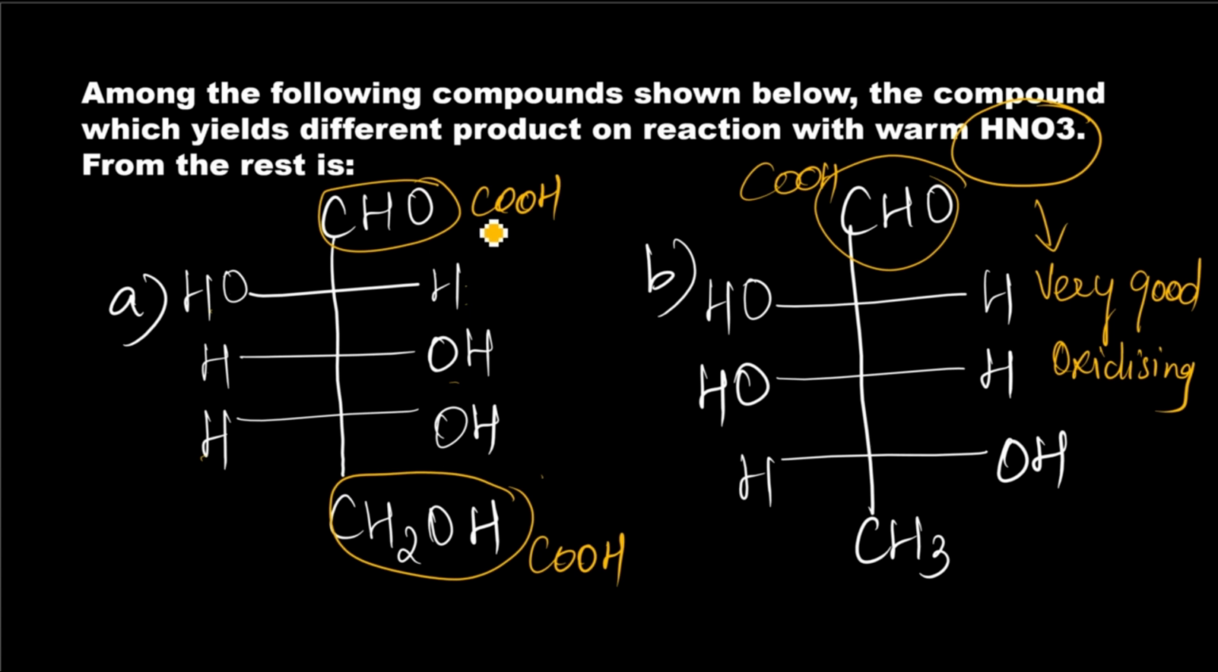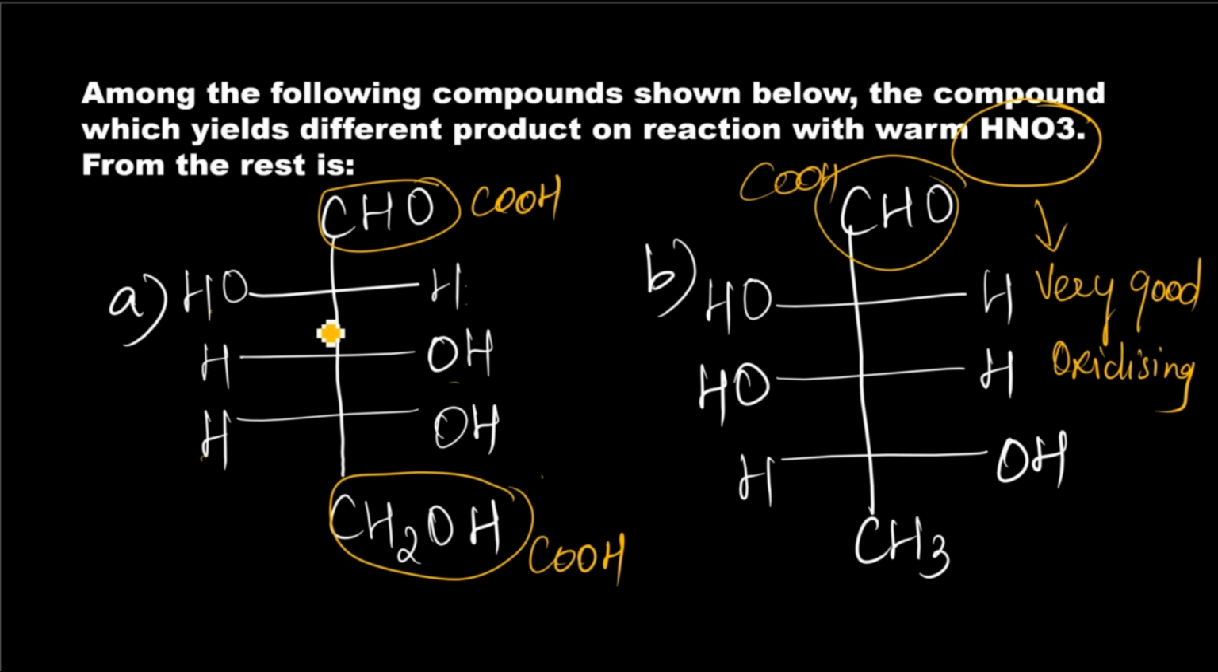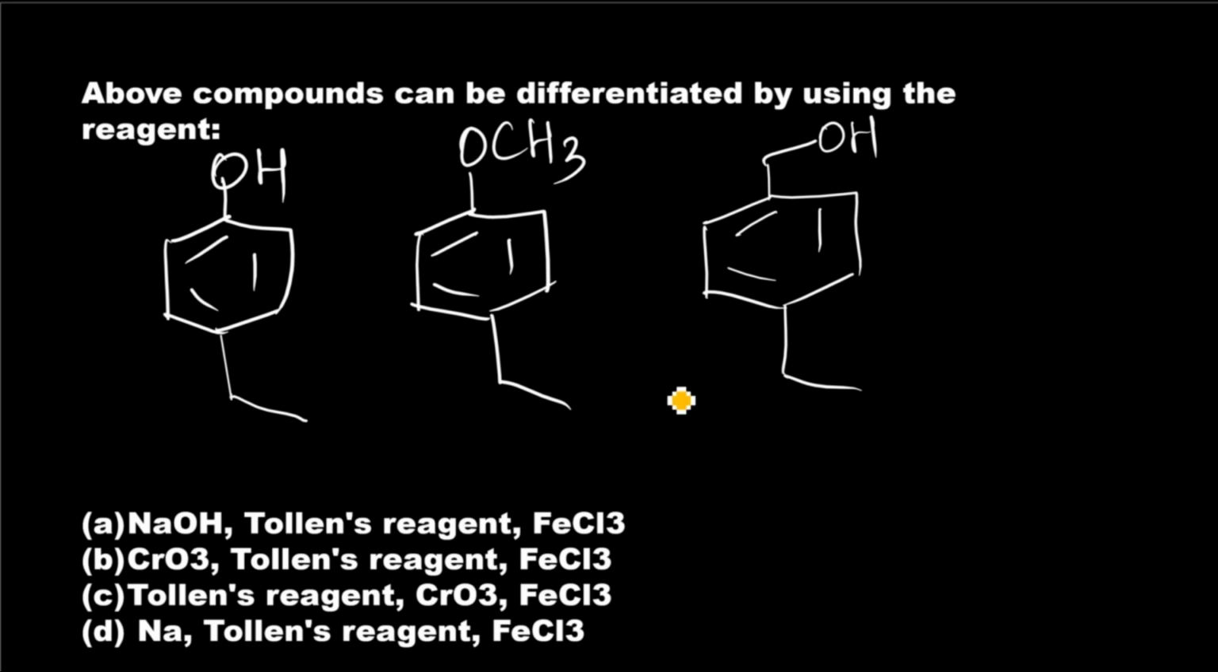As you can see, options A and C are pretty much the same product if you do the rotation. It may look different, but if you rotate, it will look the same. So only option B looks different. It will yield a different product on the reaction with warm HNO3. So option B is our right answer. Moving on to the next question.